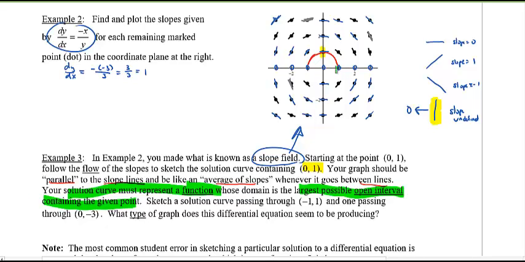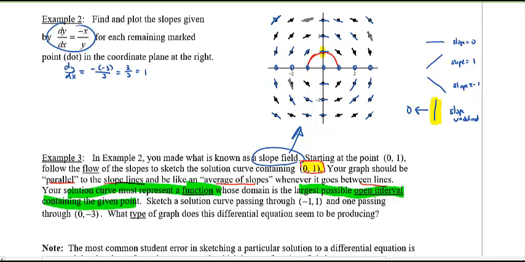Notice that I've stopped drawing it here when I reached the x-axis. Notice I did not continue and go like this. Why not? First of all, that wouldn't be a function, and second of all, it would have passed a point where it's undefined. Okay, so there's my answer for this one.